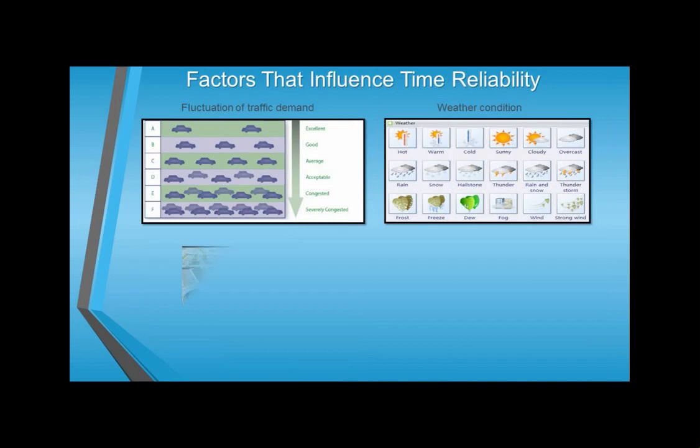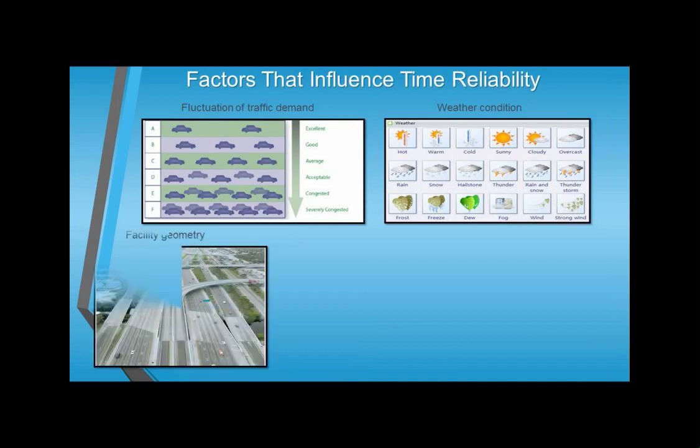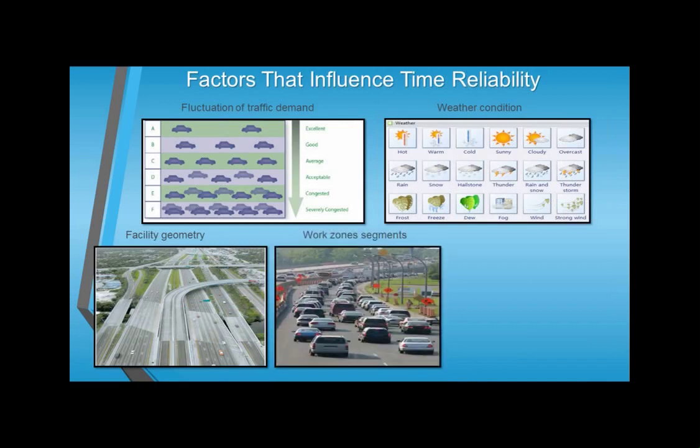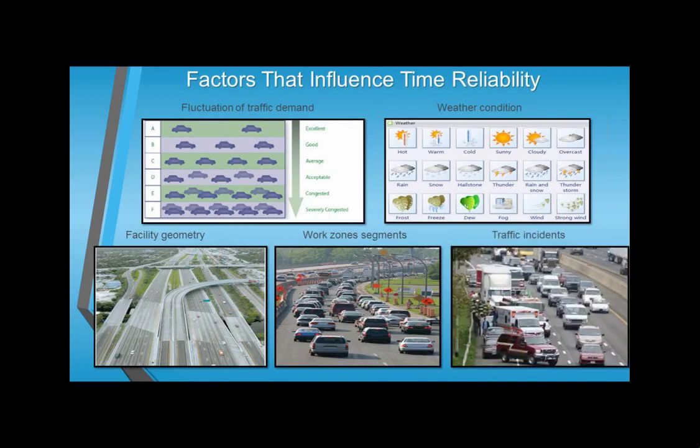We also take into account the geometry of the facility, like the number of lanes, the width of the lanes, the width of the shoulders, and how many on-ramp and off-ramp lanes we have. Sometimes in the facility we might have a work zone, and together with the work zone we might have a shoulder closure, 1, 2, or even 3 lanes closure, which leads to a decrease in the capacity of the segment. And the same effect happens when we have a traffic incident in the segment.